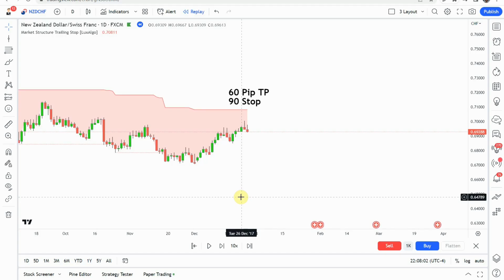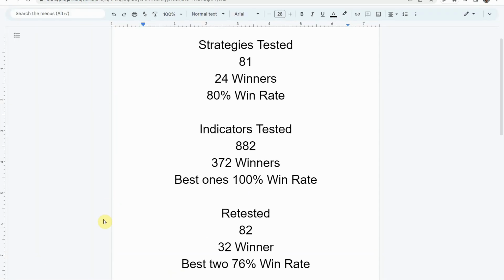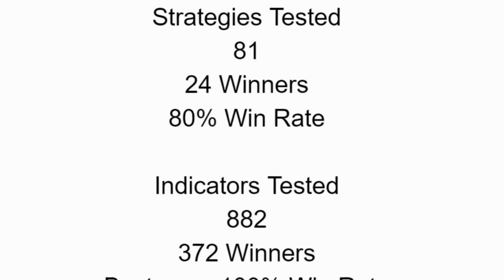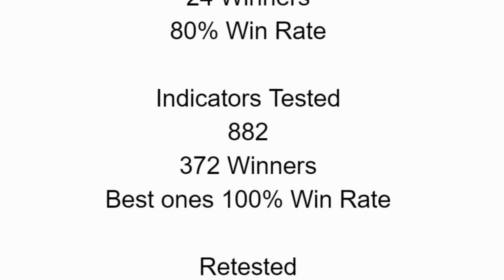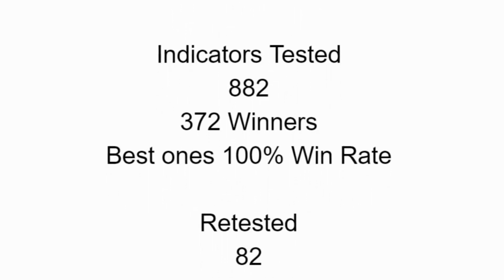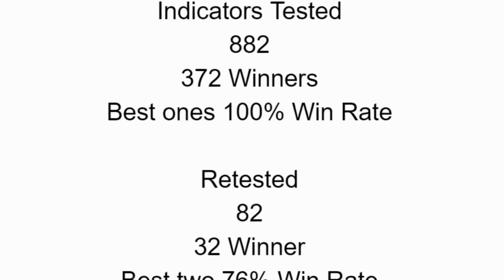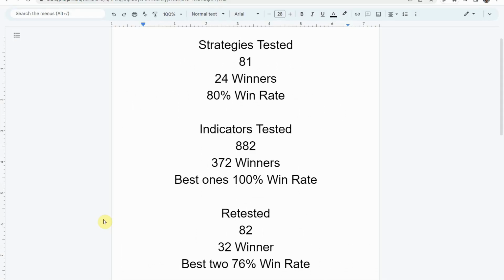Alright, as I said, today we will be testing the market structure trailing stop indicator. Before we do though, I wanted to put the testing scoreboard up for everyone to see. So to date, we have tested a total of 81 different strategies. We've tested a total of 882 indicators, and we have tested a total of 82 indicators in the advanced testing stage.